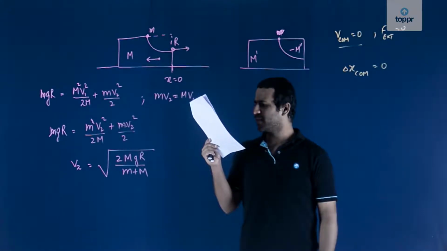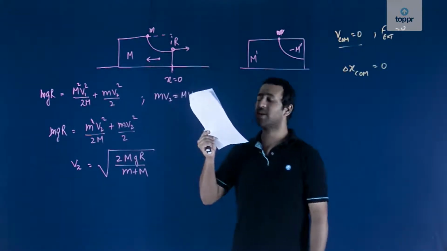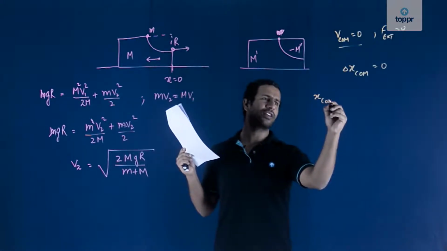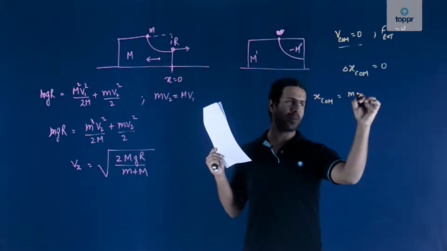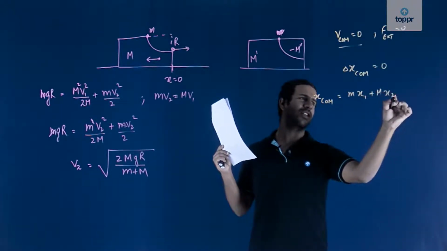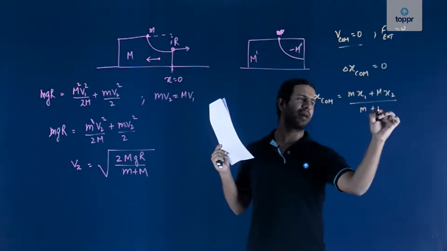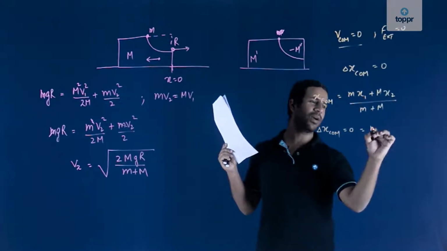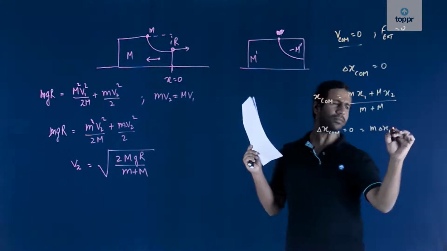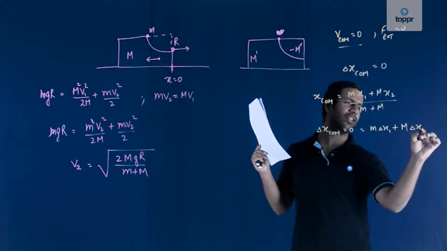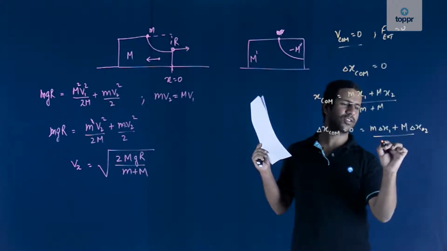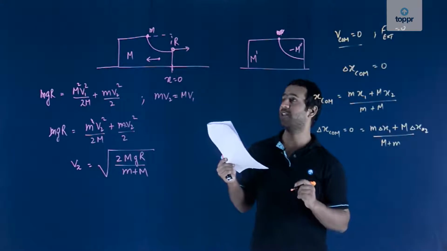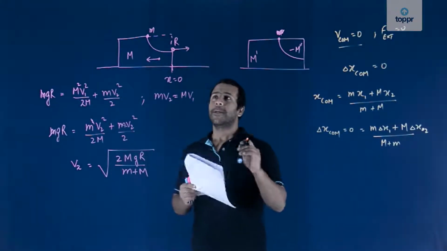Now this can give us an interesting insight about the center of mass of the block. So you see that the x coordinate of center of mass, you can write it as m into x1 plus capital M into x2 divided by small m plus capital M. So the change in position of center of mass is 0, but this will be equal to m into delta x1 plus capital M into delta x2 divided by small m plus capital M.